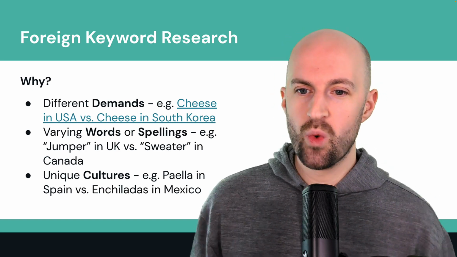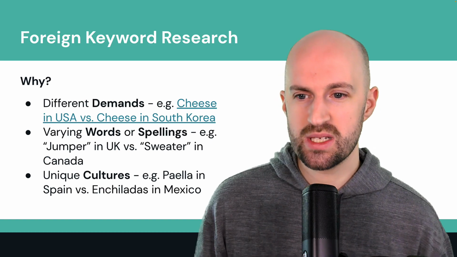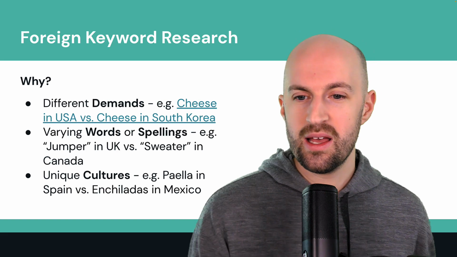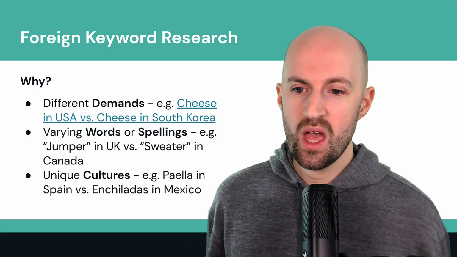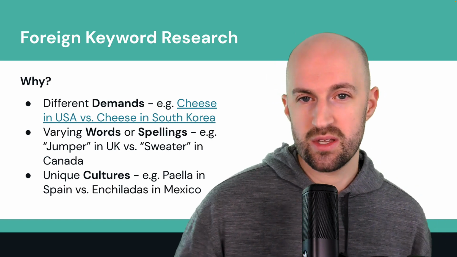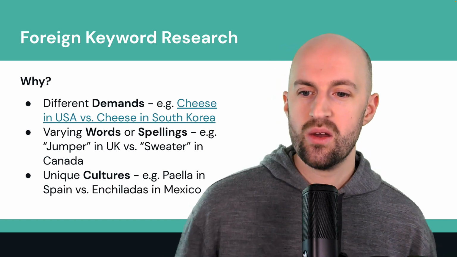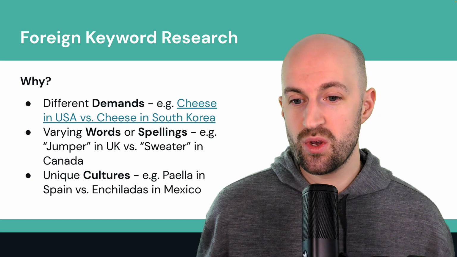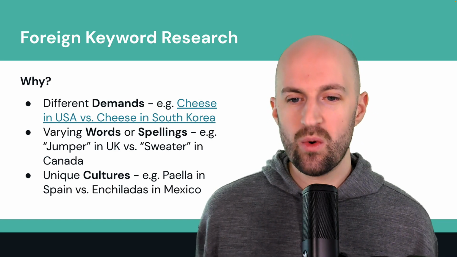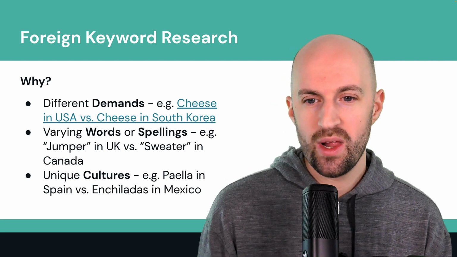Or varying words or spellings within those countries. For example, jumper is used in the UK while sweater is used in Canada. Then there are unique cultures. For example, in Spain, there's a food called paella, or in Mexico, there's a food called enchiladas. And if you're talking about specific examples of food, you might want to use a more local example in that country.